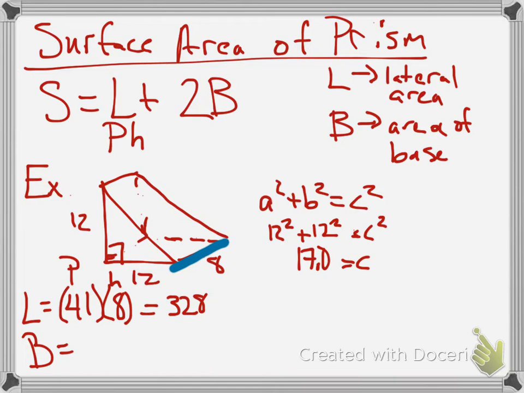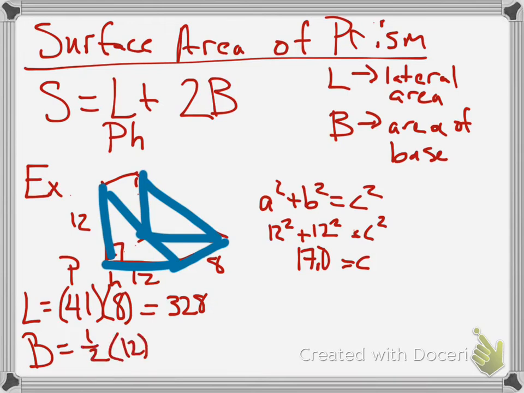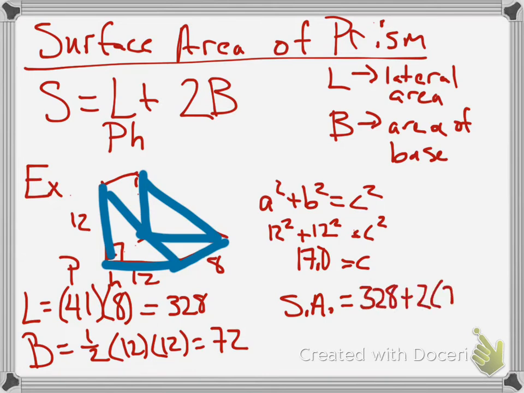The area of the base, remember, that's a triangle, because this right here is my base shape. It's the one that has 2 of them that are parallel. That would be 1/2 little base times little height, which is 1/2 times 12 times 12, and gives you 72. So the surface area would be the lateral area of 328 plus 2 times 72. Guys, it's not hard, but you've got to make sure you pay attention to how you plug it in. What formulas do you have to use?